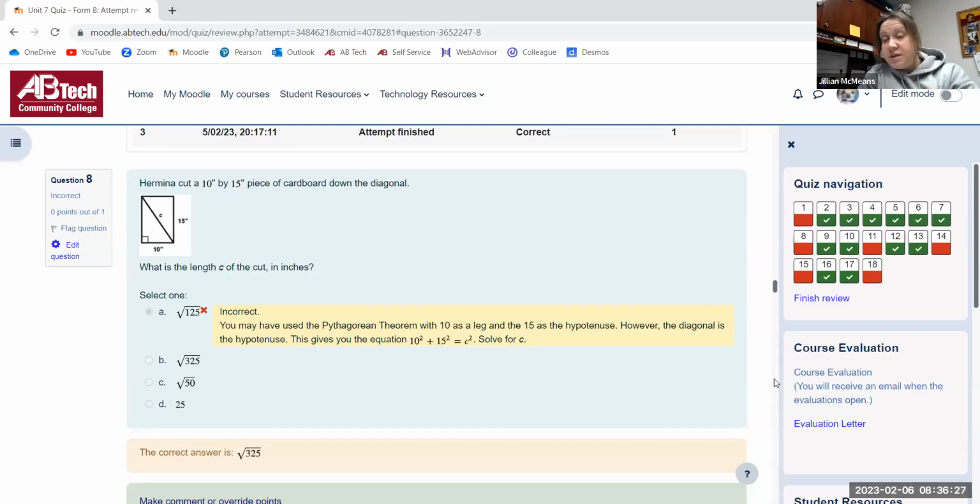They didn't even want you to simplify. They just wanted the square root of 325, so they saved you that last step from what I just showed you. But you should have chosen option B.